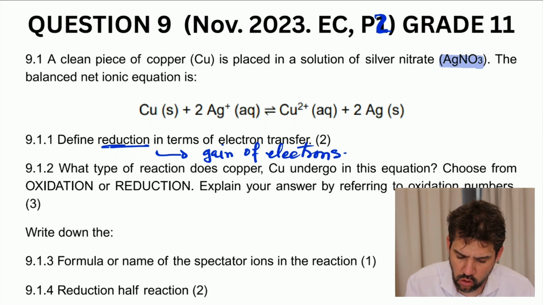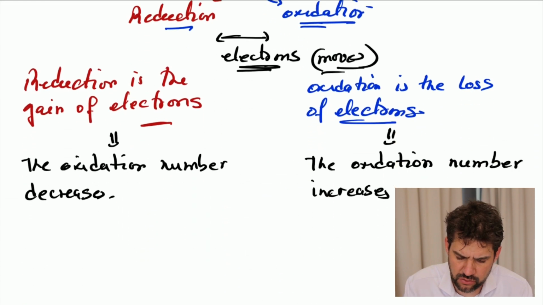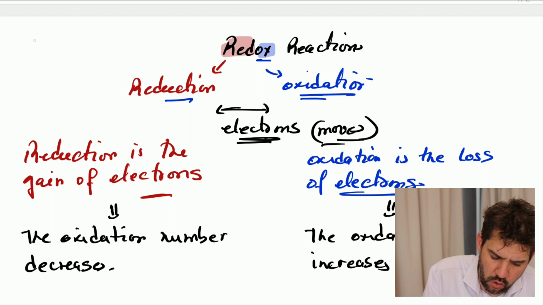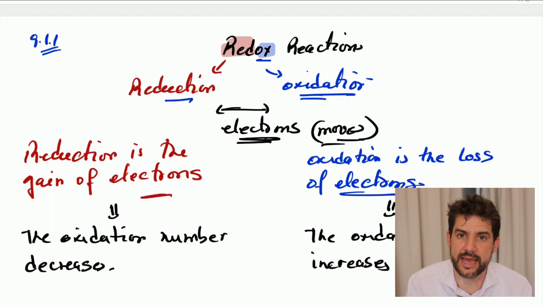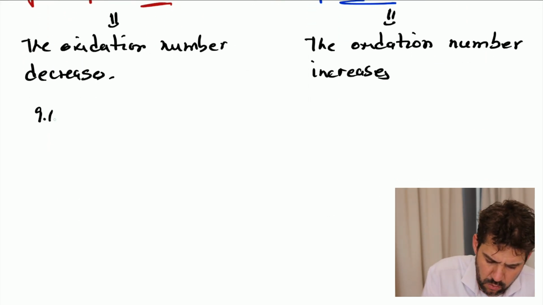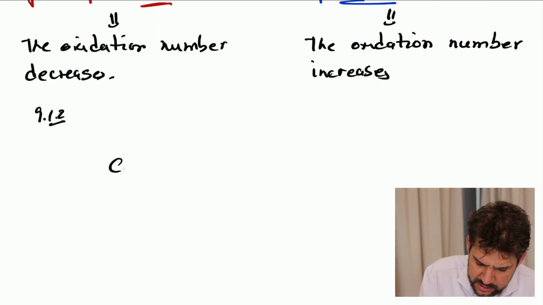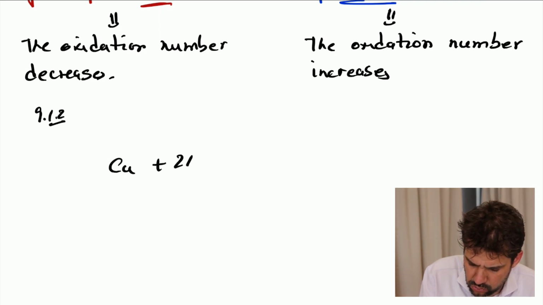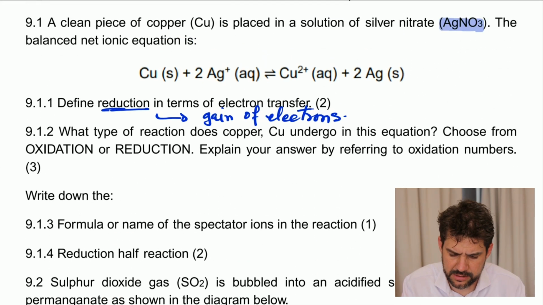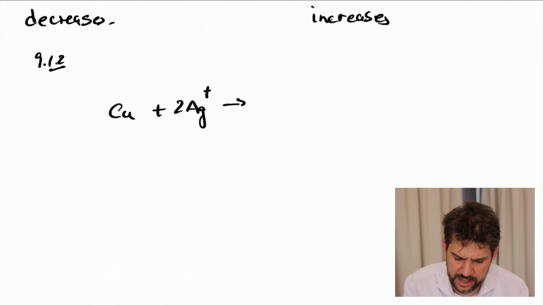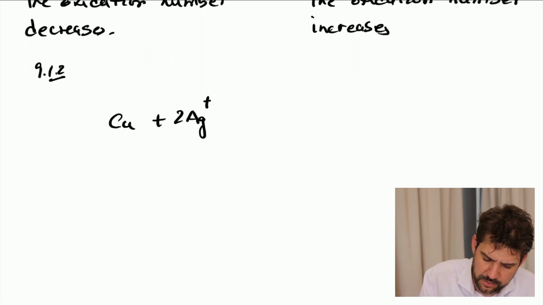What type of reaction does copper undergo in the equation? Now, to do this one, let's identify everything. Remember, I said to you, I'm going to solve the whole question because I want you to go through the whole topic like a summary. So 9.1.2, the equation was Cu plus 2Ag+ in aqueous solution, and it's a reversible reaction.